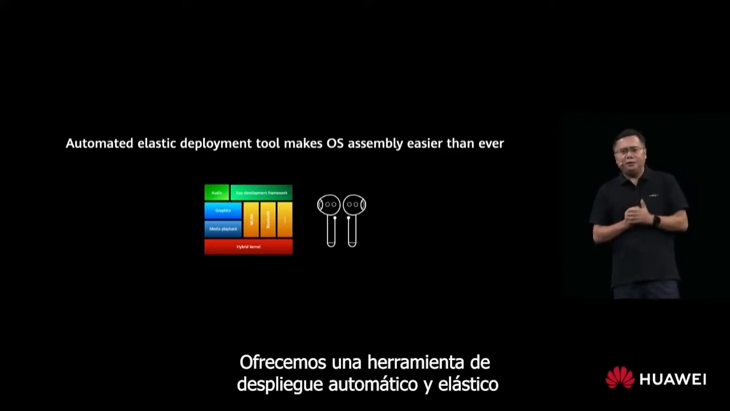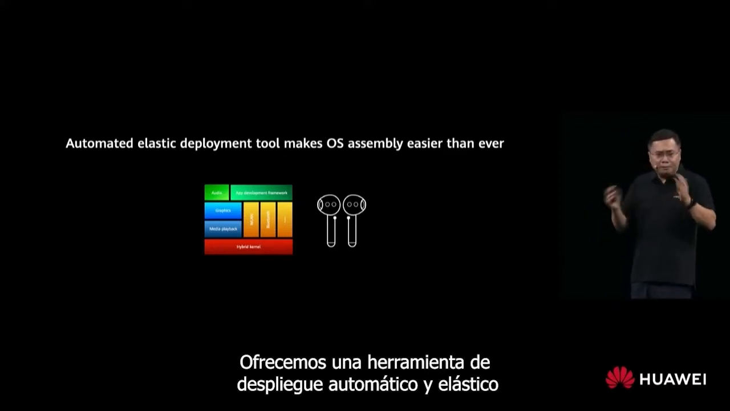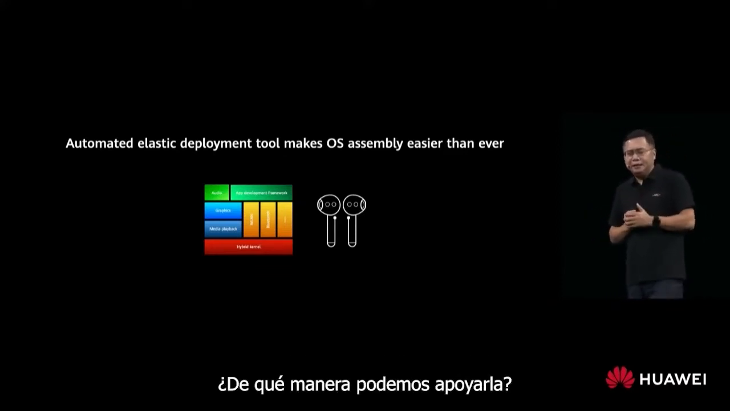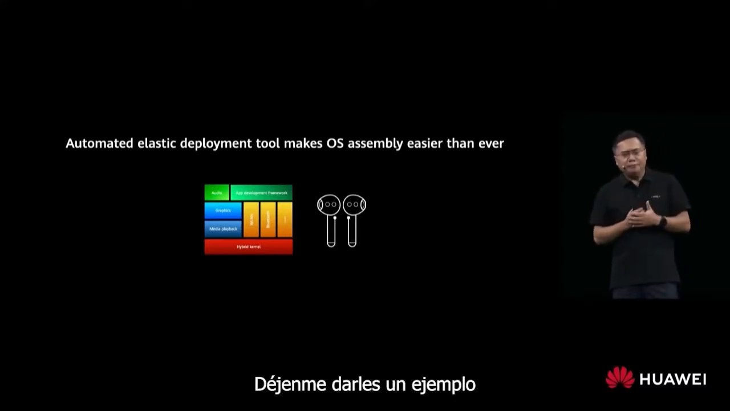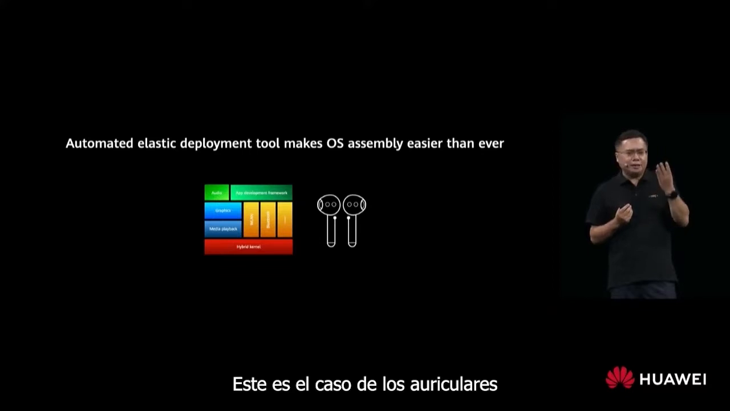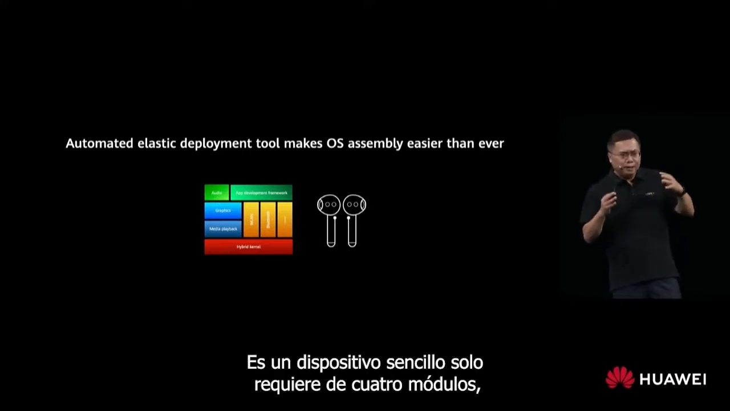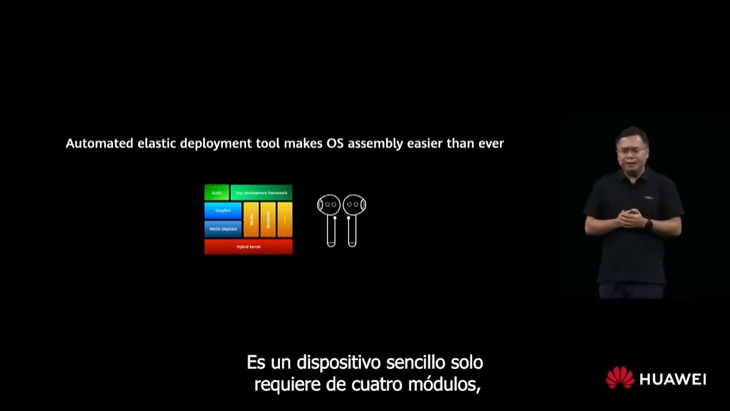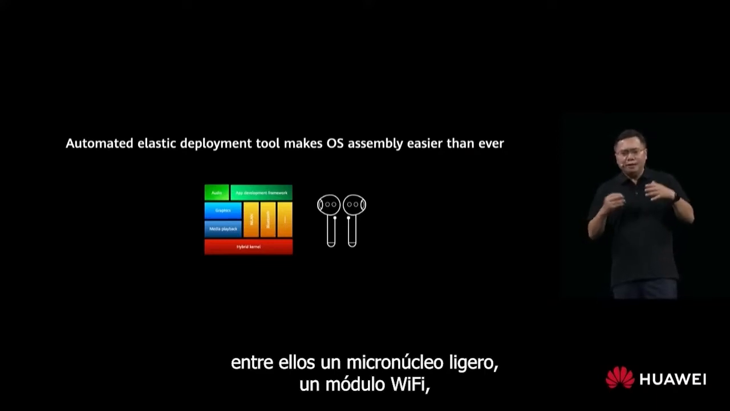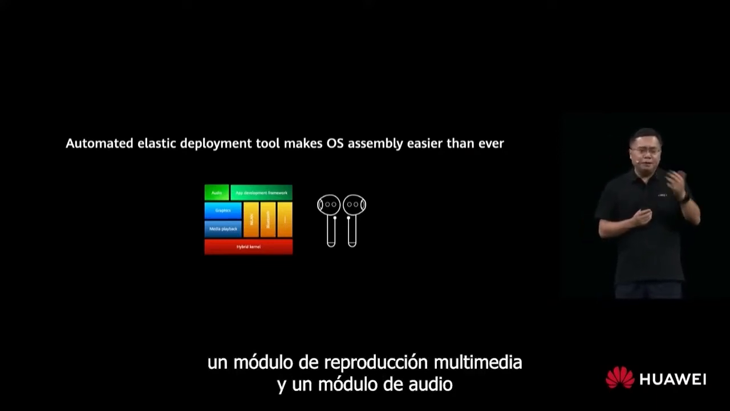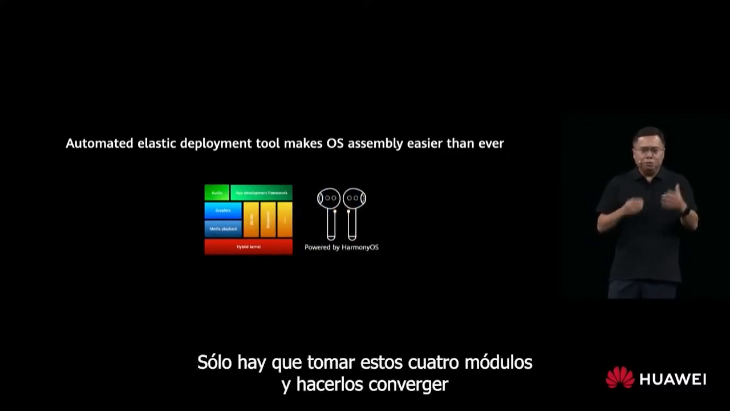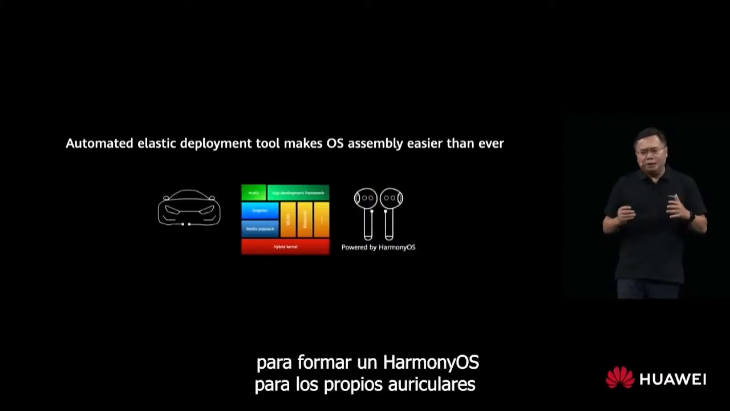We offer an automatic elastic deployment tool. How do we support that? Let me give you an example. Take earphones. It is a simple device. It only requires four modules, including a lightweight microkernel, a Wi-Fi module, a media playback module, and an audio module. You only need to take these four modules and converge them to form a HarmonyOS for the earphones.